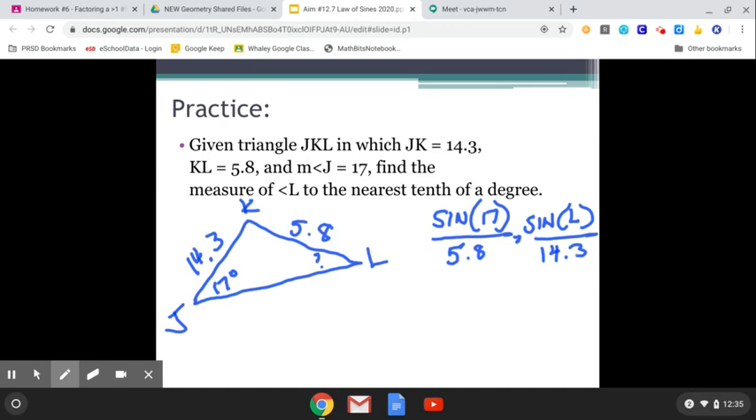Obviously, we should get an answer that's bigger than 17 degrees because that angle is across from the side that's bigger than 5.8. I'm not going to go through the whole thing, but what I want to get out of this is make sure you draw a picture.